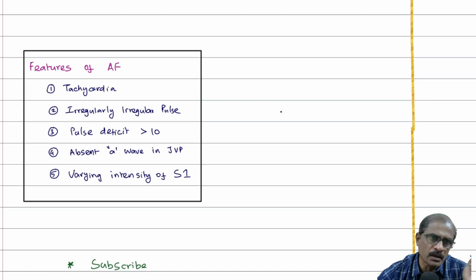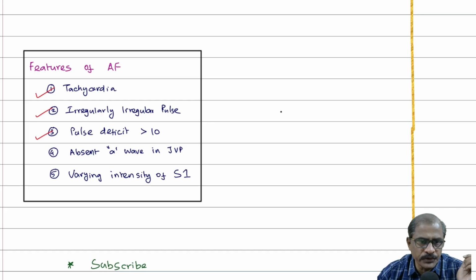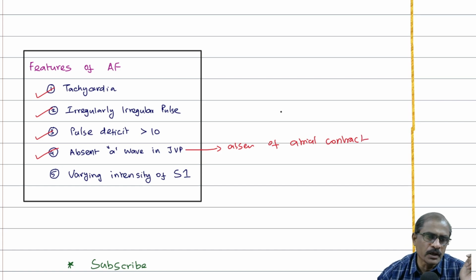Finally, we see the features of atrial fibrillation. Number 1, tachycardia. Number 2, irregular pulse. Number 3, the pulse deficit is more than 10. Number 4, absent A wave in JVP, because of the absence of atrial contraction. And the fifth point is varying intensity of S1.